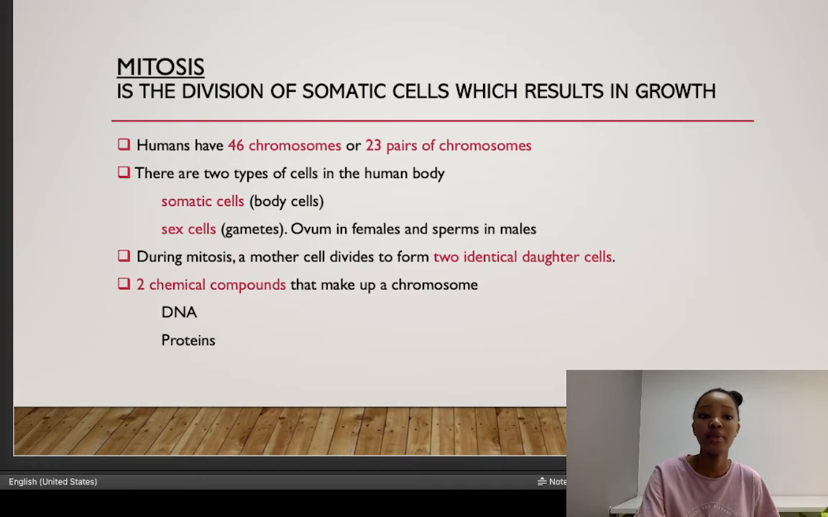As I said, we'll be doing mitosis. So we'll first define what mitosis is. Mitosis is the division of the somatic cells which results in growth. It is the division of somatic cells which results in growth.